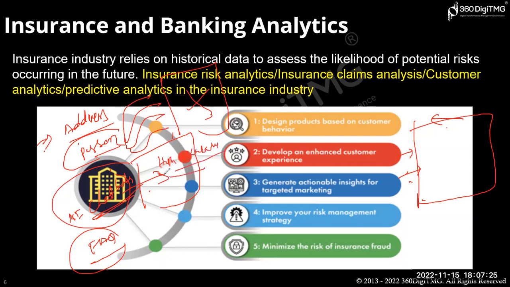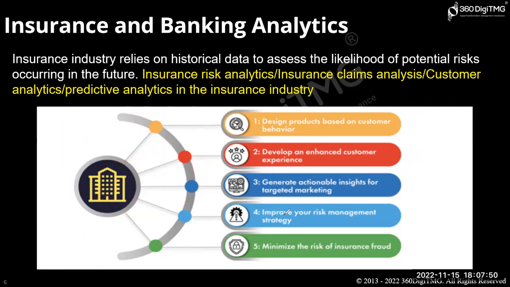High accuracy, on point. When you deploy a human, he might be making some mistakes, but if you deploy an AI-based chatbot, we can answer those queries very easily, and we can save a lot of time with that as well. And you can improve risk management strategies and minimize the risk of insurance fraud.